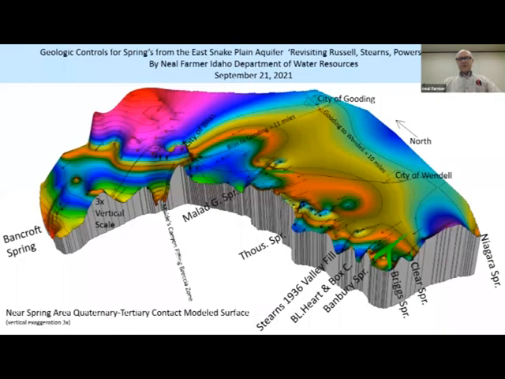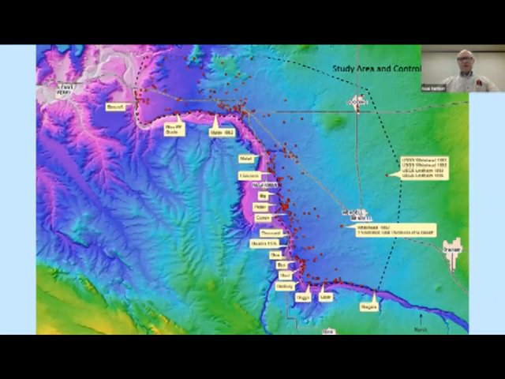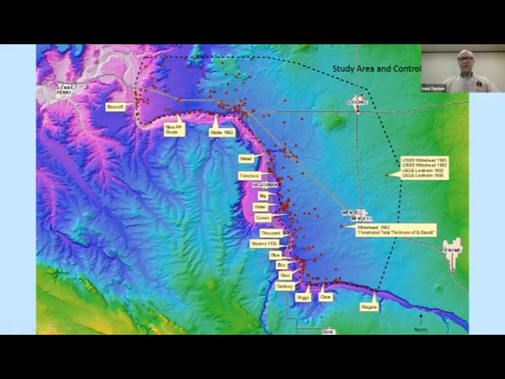This is the study area in South Central Idaho. It's near the towns of Gooding, Wendell, and also Bliss at this location. All these red dots are control points that are used in the 3D model of the QT surface. I'll get into that acronym here in a second. And 86% of these control points are within 2 miles of a mapped outcrop.